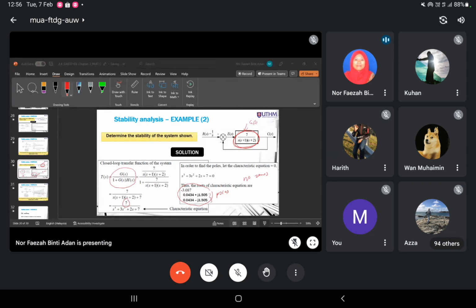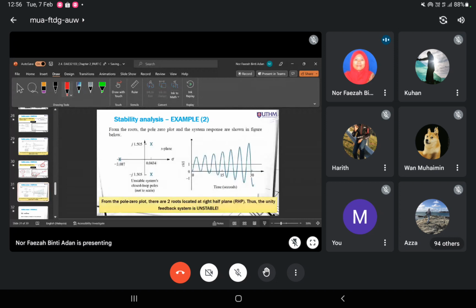So bila you draw dia punya poles and zeros on the S plane, you akan dapati ada 1 on the left hand side, 2 poles on the right hand side. So bila ada je poles on the right hand side, it means that the system is unstable. So system yang unstable, you kena draw lah rupa respons dia daripada macam ni yang you nampak kat lab tu kan. Ni dia makin membesar, dia punya oscillation dia akan increase in amplitude. Okay, so that's for stability.